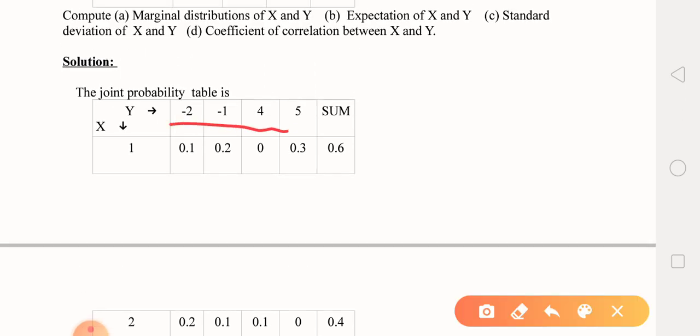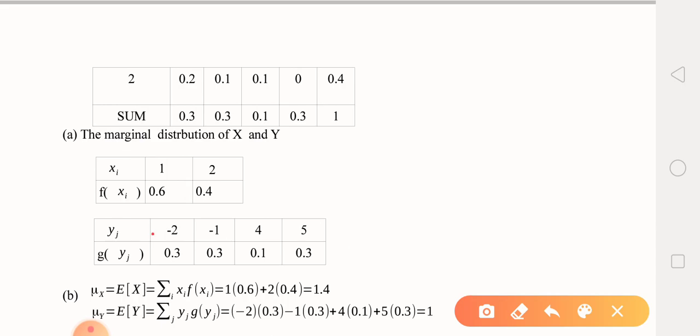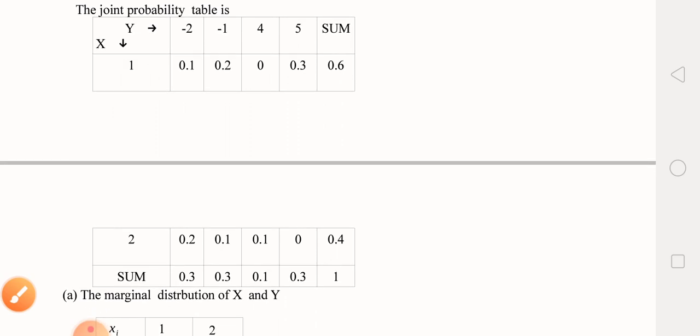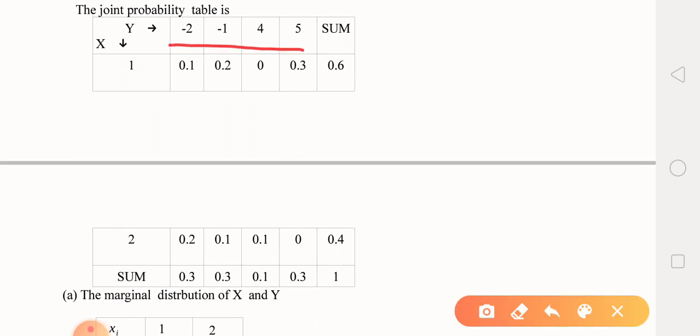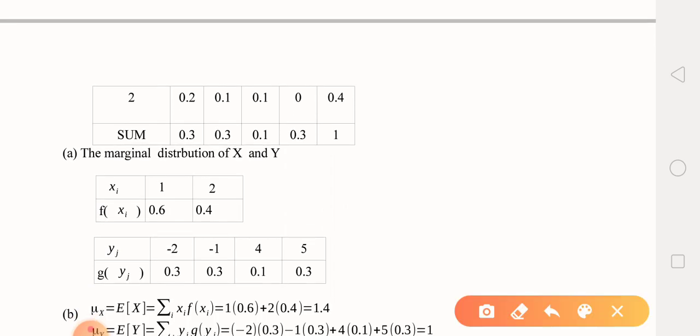Now we have to write the marginal distribution for y. There are totally 4 values for y here. So take yj: minus 2, minus 1, 4, 5, the given values. Exactly below the y values, in the last line, you have the sum probabilities. That sum is taken as the probabilities of y. So the marginal distribution of y is minus 2, minus 1, 4, 5, and in the last row we have the sums 0.3, 0.3, 0.1 and 0.3. This gives the marginal distribution of y.